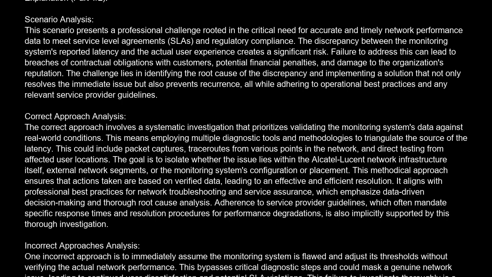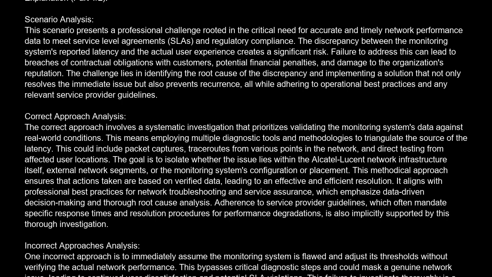Correct approach analysis. The correct approach involves a systematic investigation that prioritizes validating the monitoring system's data against real-world conditions. This means employing multiple diagnostic tools and methodologies to triangulate the source of the latency. This could include packet captures, trace routes from various points in the network, and direct testing from affected user locations. The goal is to isolate whether the issue lies within the Alcatel Lucent network infrastructure itself, external network segments, or the monitoring system's configuration or placement. This methodical approach ensures that actions taken are based on verified data, leading to an effective and efficient resolution.